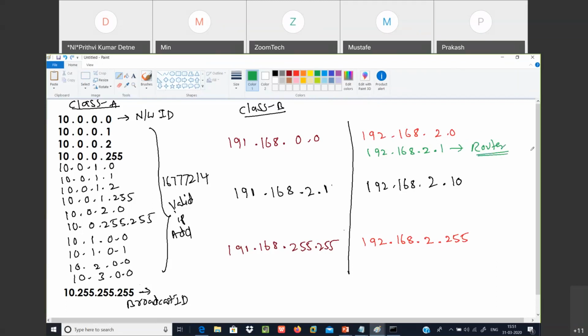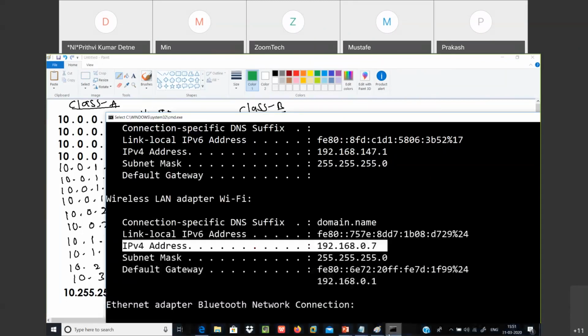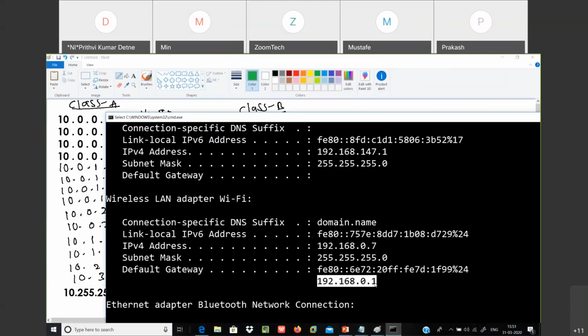From any class, class A or class B, the first valid IP address we dedicate to the router. Recommended, not mandatory. You can use any valid IP address, but the recommended one is 2.1. Let me check my computer. What is my gateway address? You see here, 192.168.0.1, which is the first valid IP address. Even if you check your computers, the gateway address is the first valid IP address you can get.